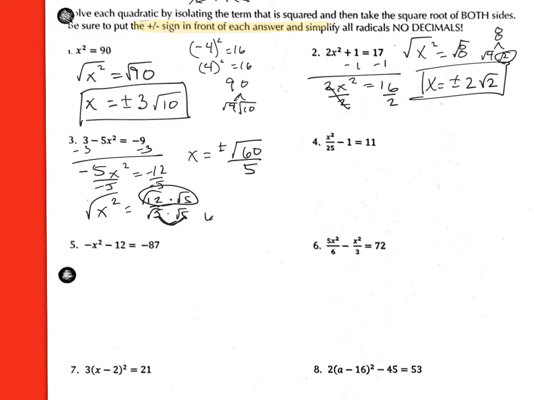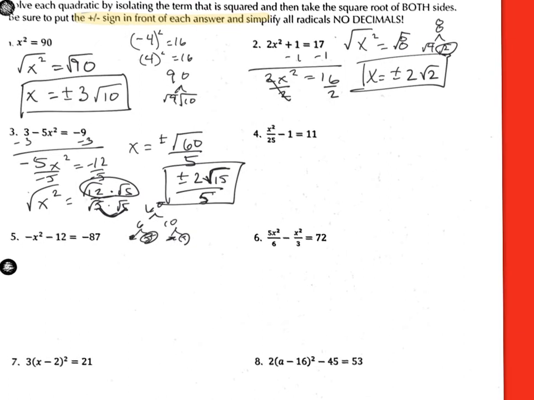So 60 is 6 times 10, 2 times 5, which is 2 times 3, and 2 times 5. So there's a 2 in there, and then the 3 and the 5 stay home. So this is going to be plus or minus 2 square root of 15 over 5. The square root is protecting this 15, and this is just a plain old 5, so they don't go together. You can't simplify that.